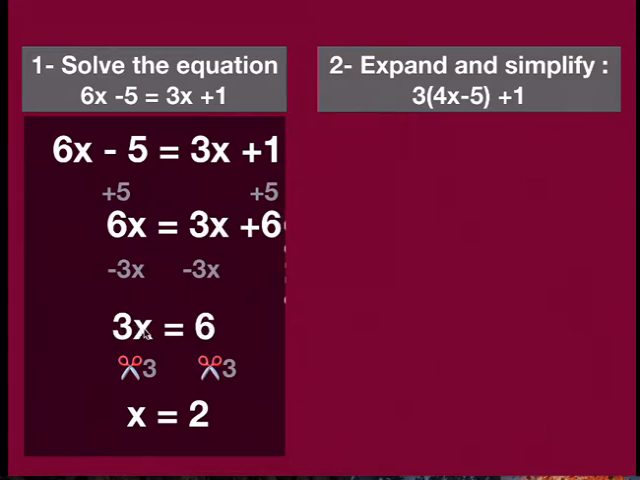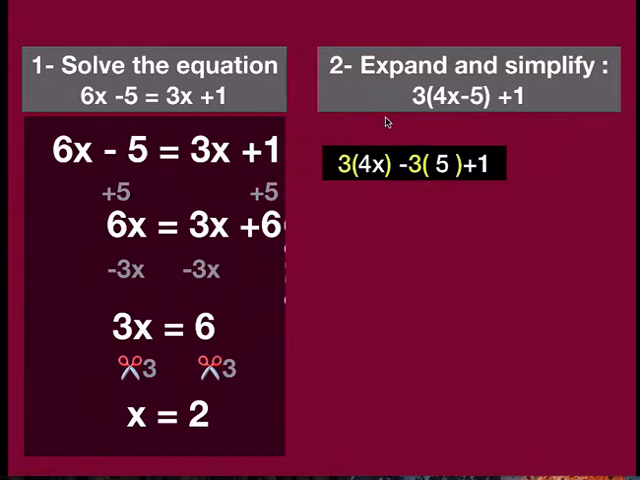Then we have 3x, 3 times x, so we divide by 3. Don't worry about this symbol, it's just a symbol for dividing. Divide by 3 on both sides. You get x, and 6 divided by 3 equals 2. That's the solution. You don't need to check here because you are not required to do that.